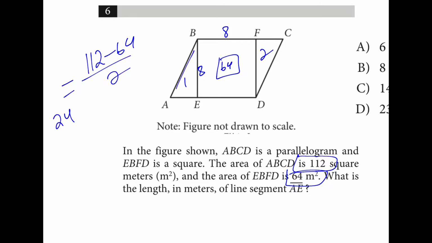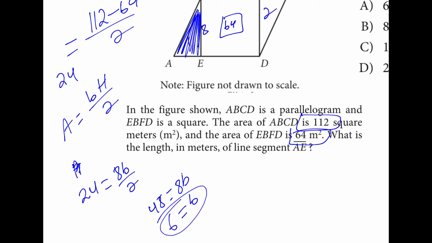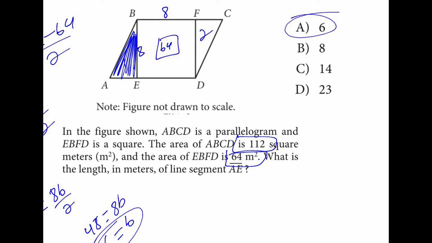So that's the area of this triangle here. So the area of a triangle is base times height divided by 2. And I know the height is 8. So I can plug in the area, which is 24, and I can plug in the height, 8, and from there it's just solving it. So 48 is equal to 8b, or b is equal to 6. The base is 6, which is A.